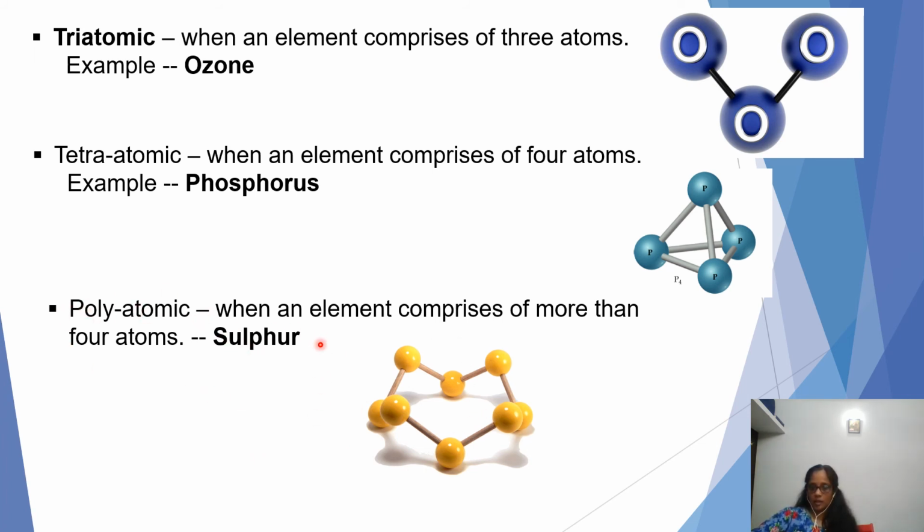So in the case of sulfur, what is the atomicity? How many atoms are there in this molecule? 8 atoms, so the atomicity is 8. In the case of phosphorus, which is tetraatomic, the atomicity is 4 because 4 atoms are there. And in the case of ozone, 3 atoms are there, so the atomicity is 3. I hope all of you understand the concept of atomicity. Yes, children?